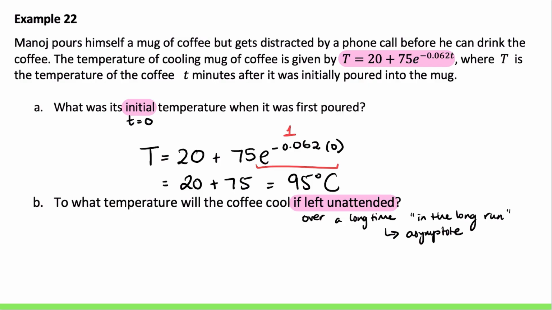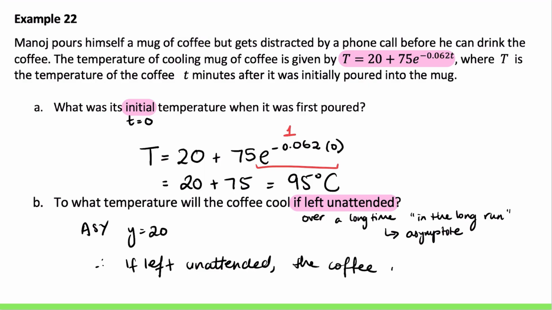Now, if you think about your exponential equation, you know that these are just dilation factors, and what's happened here is that our whole function has been lifted up by 20. So our asymptote is at y is equal to 20. Therefore, over time, if left unattended, the coffee will cool to 20 degrees.